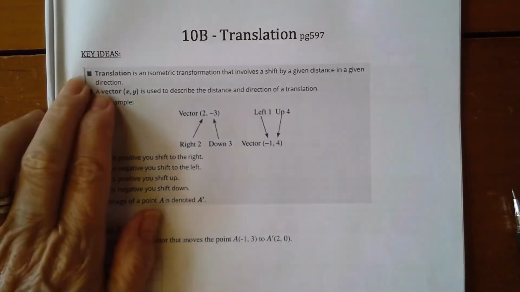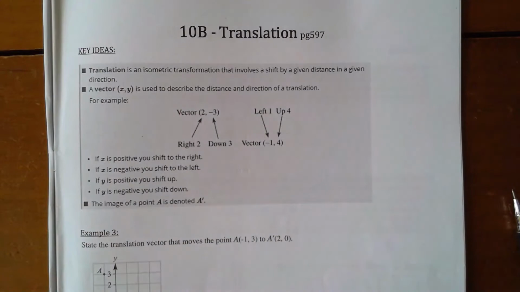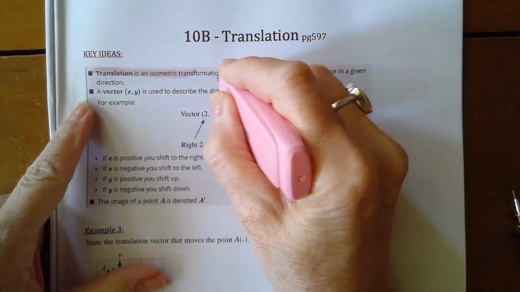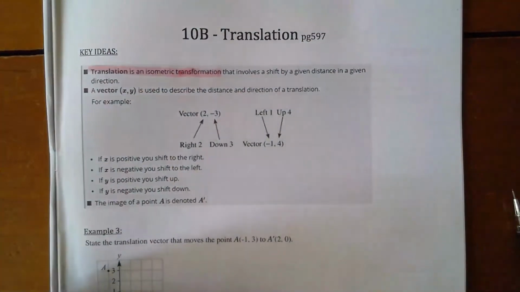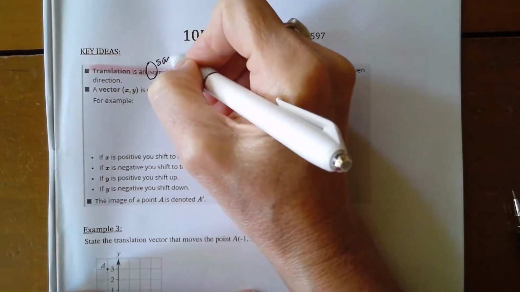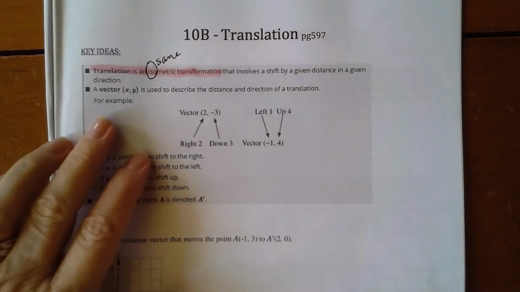A translation is an isometric transformation. That means the figure that you're moving stays the same shape. That's all that means. Iso, this prefix here, means same, equal. It involves a shift in a given direction. So we can talk about this.